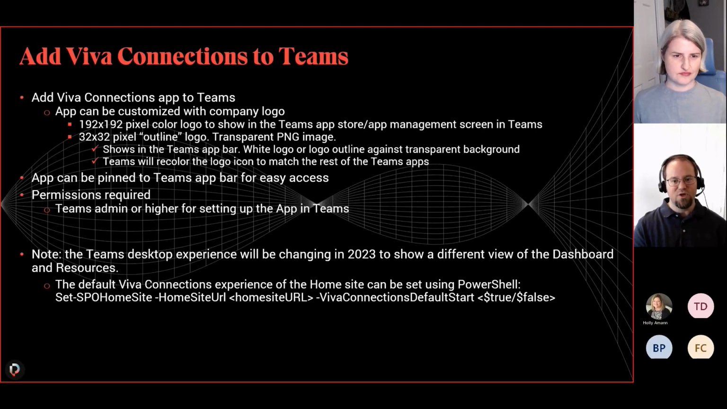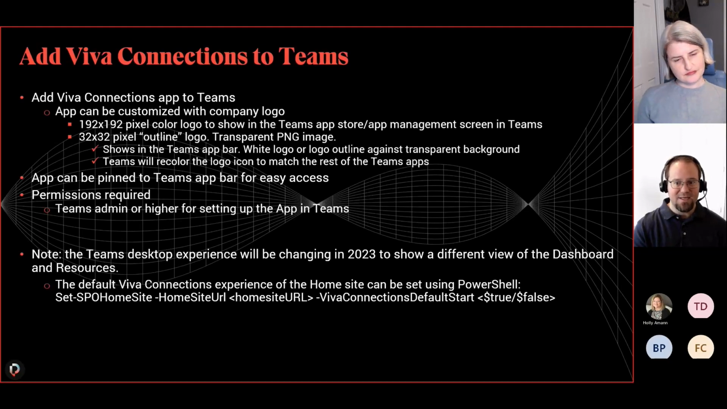And then we also need a little 32 by 32, like an outline logo. That needs to be a transparent PNG image, and that little 32 by 32 pixel logo is what shows up in the left-hand bar of Teams. And we'll again take a look at that too.